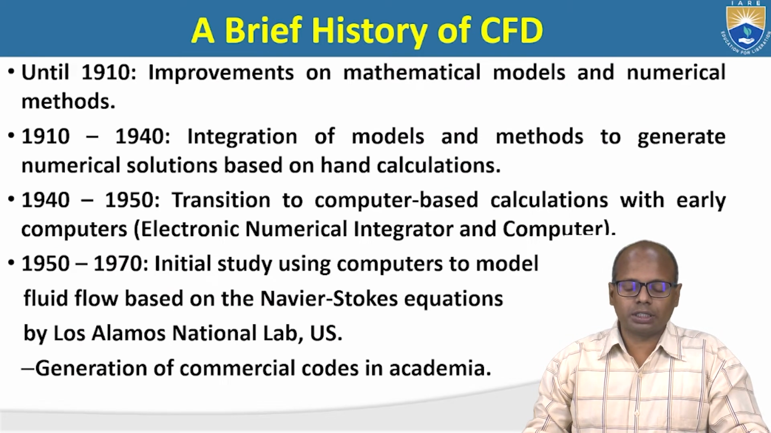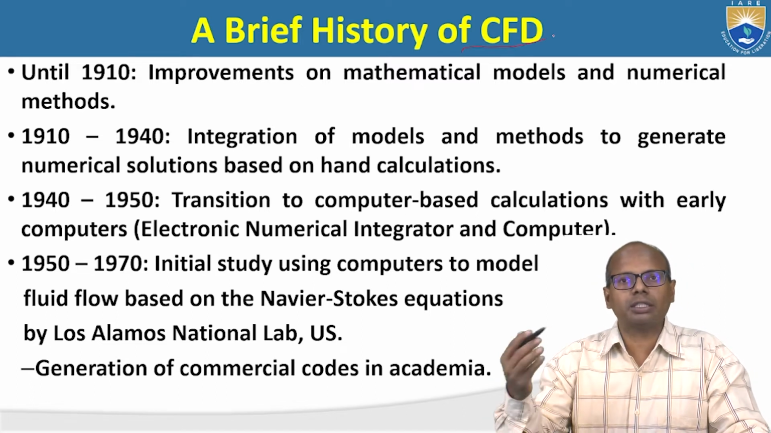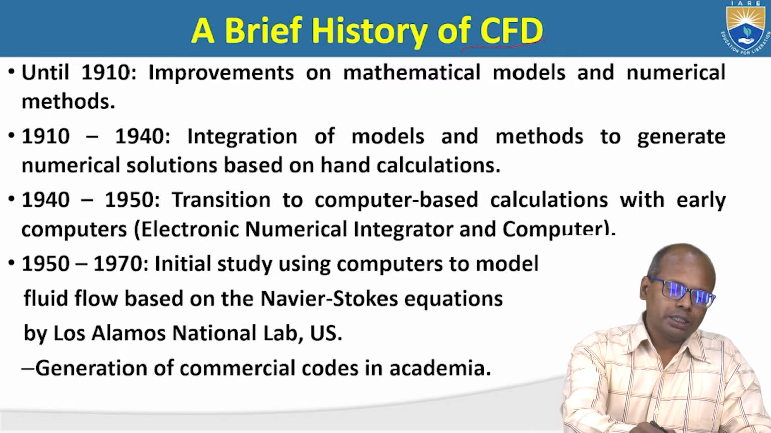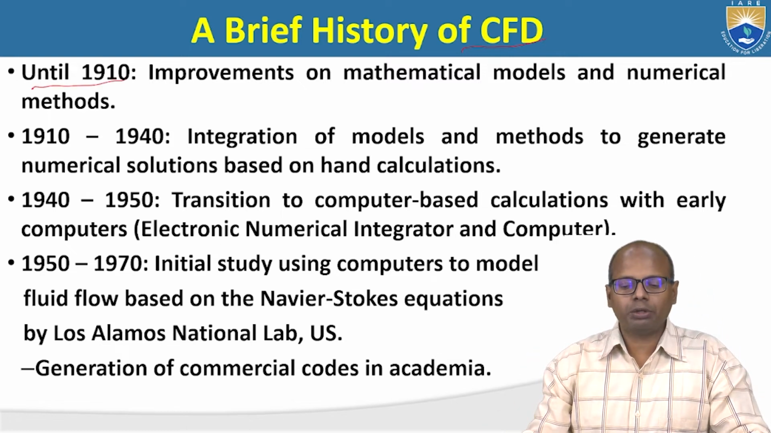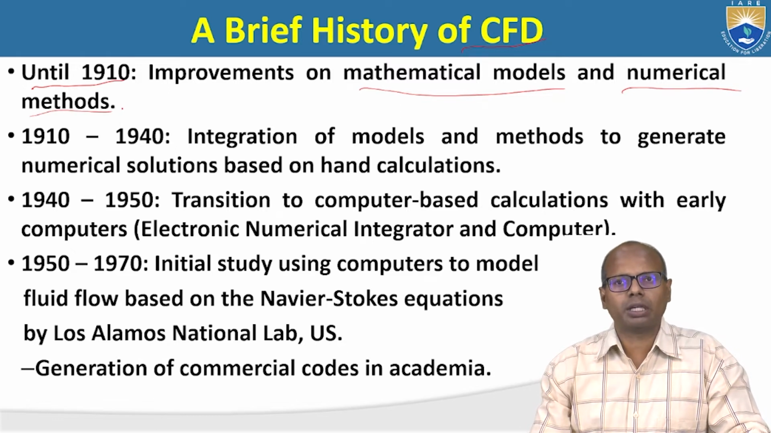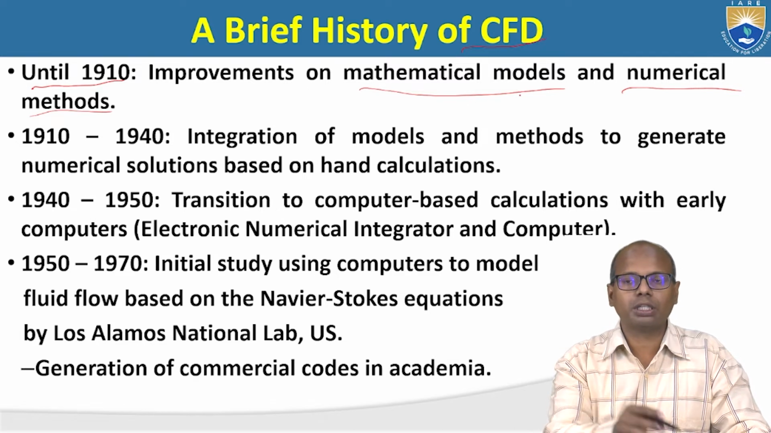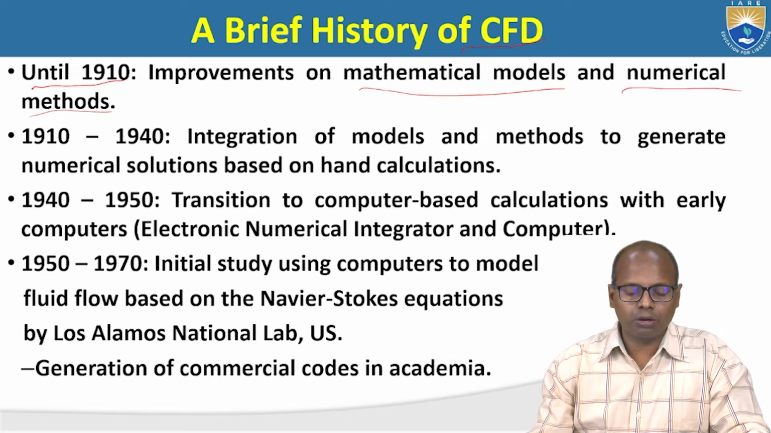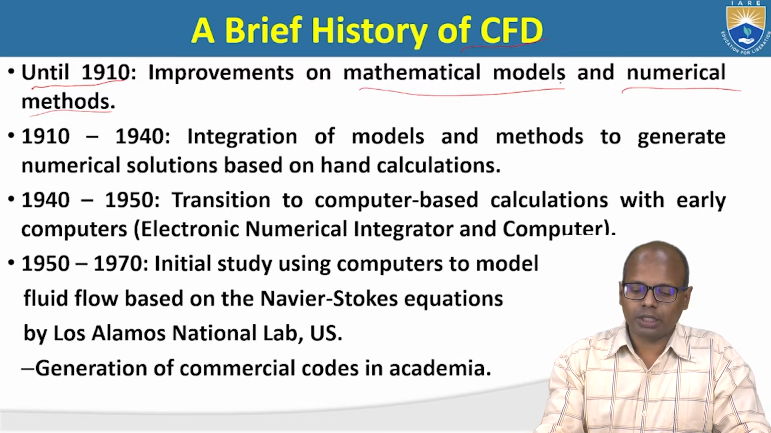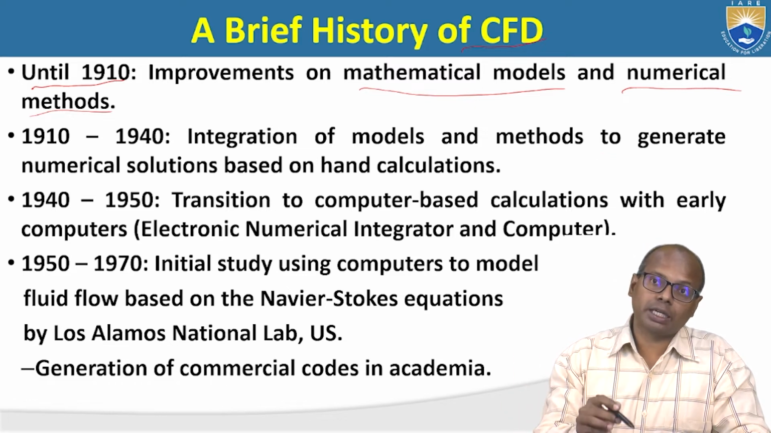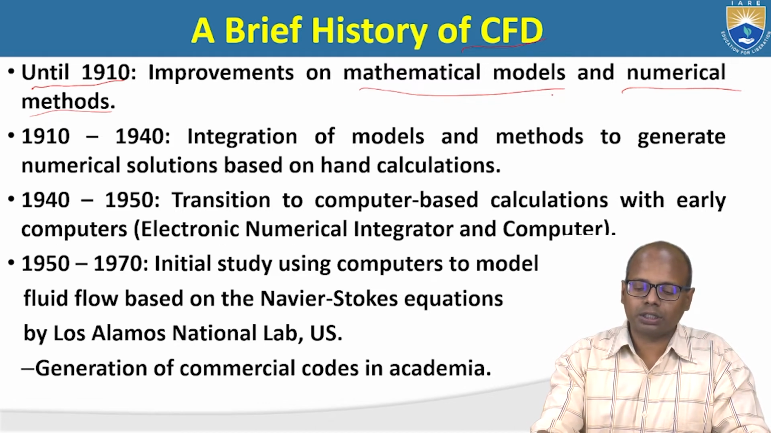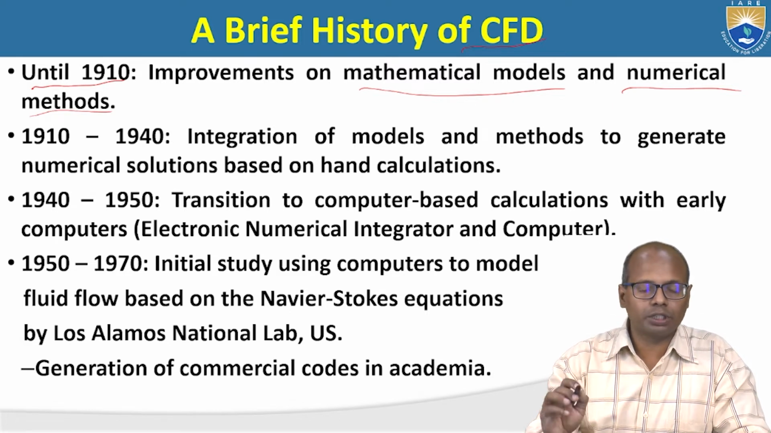Now, if I want to see the evolution of CFD history, when people started using CFD: until 1910, people were developing the mathematical models and numerical methods. There was only experimental analysis, and people were working on mathematical models and numerical models based on the experimental analysis. Between 1910 and 1940, these numerical models and methods were integrated, and since there were no computers at that time, they used hand calculations with the mathematical models derived up to 1910.